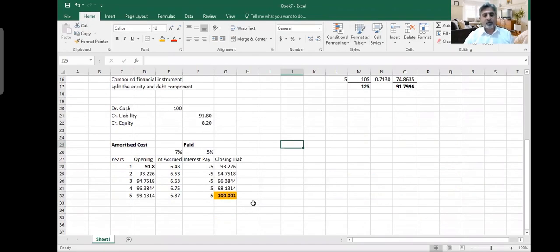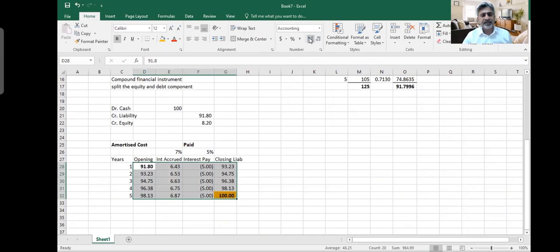So the liability which you started at 91.8, you accrued your 7%, you paid out 5 million, and this is your closing liability. In the next year, this 93.23 becomes the second year opening liability. You calculate 7%, you pay out 5, and the remaining is 94. Third year, 94 plus 7% minus 5, 96. And at the fifth year end, you have a total liability of 100 million.